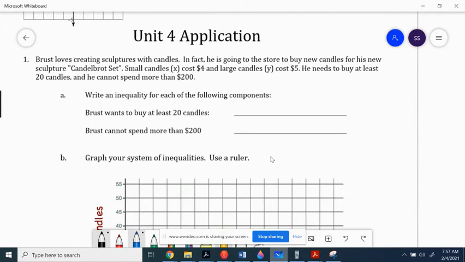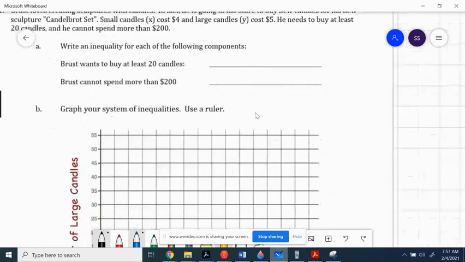So let's see, Mr. Bruss loves creating sculpture candles. In fact, he's going to the store to buy new candles for his new sculpture candle set. Small candles cost $4, large candles cost $5. He needs to buy at least 20 candles, and he cannot spend more than 200. So I'm going to kind of start this out, but I want you guys to finish it. So we want to write an inequality for both of these.